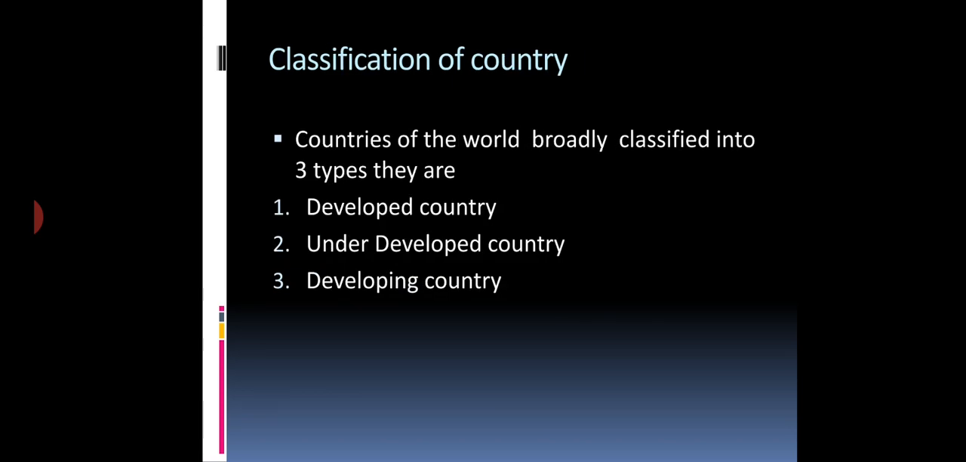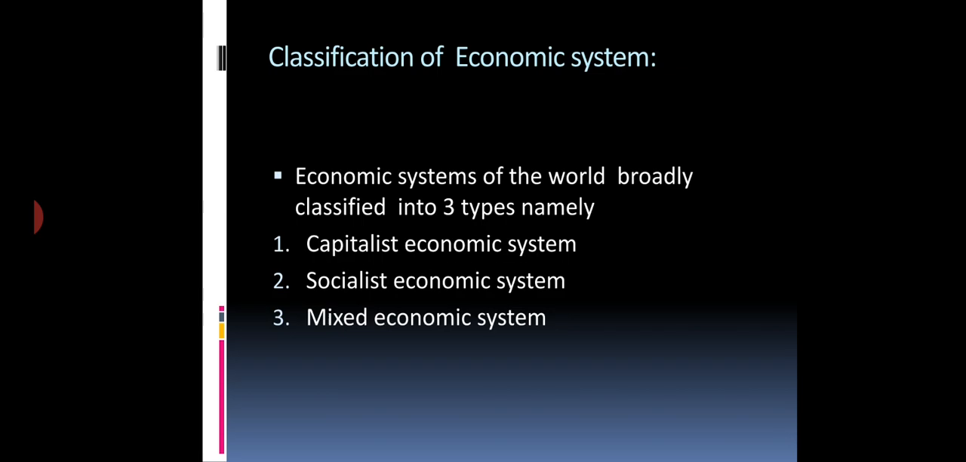Classification of economic systems of the world. Friends, economic systems of the world are broadly classified into 3 types on the basis of how the factors of production are owned and managed in the country. For instance, capitalist economic system, socialist economic system, and mixed economic system.